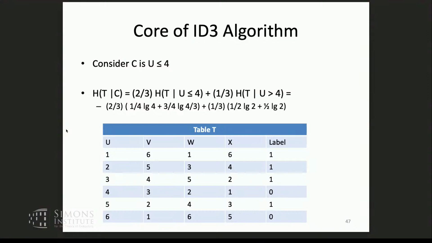Well, 2/3 of the entries are less than 4, so it'd be 2/3 of the entropy of the entries where u is less than 4 plus 1/3 of the entropy of the entries where u is greater than 4. So, for example, the conditional entropy when u is less than 4, I have 3 entries that are 1 and 1 entry 0. So it'd be 1/4 log 4 plus 3/4 log 4/3, right? So the algorithmic problem is find that comparison that minimizes this conditional entropy.